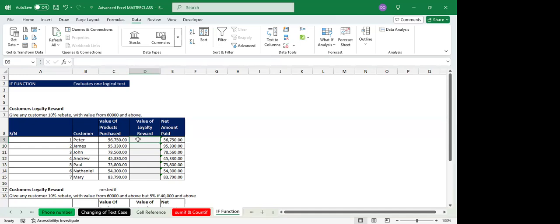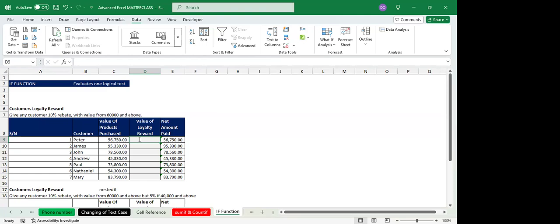So how will I get the value of my discount? I mean, the discount that each of these customers will get from me, right? So I'm going to use the if statement, the if function. I'm going to use the if function to say that if this person buys up to 60,000, give him 10% discount. If he did not buy up to 60,000, don't give him 10% discount. That's what I will use the if function to do, right?